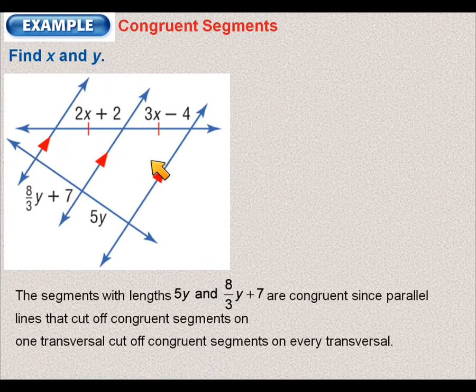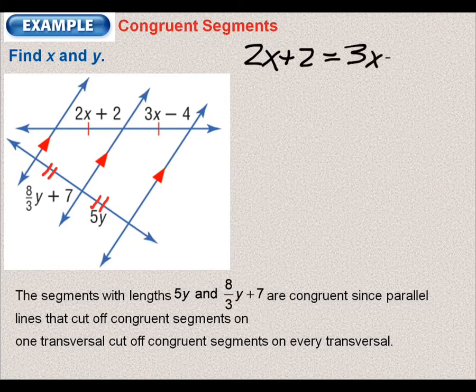These 3 parallel lines cut off congruent segments on this transversal. So by that theorem, they must cut off congruent segments on the other transversal. So those 2 must be congruent. That's by corollary 7.2. To solve for X, this chunk is equal to that chunk, so I can just set those 2 things equal to each other. 2x plus 2 is equal to 3x minus 4.